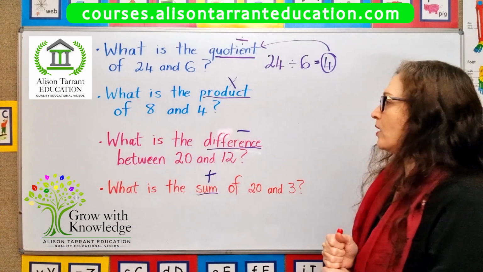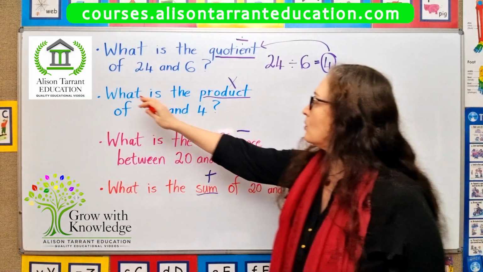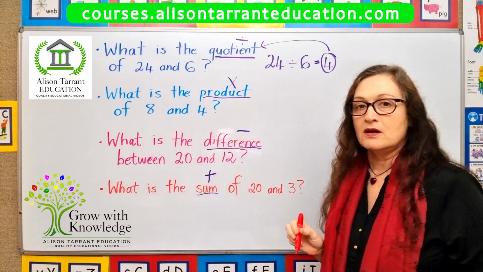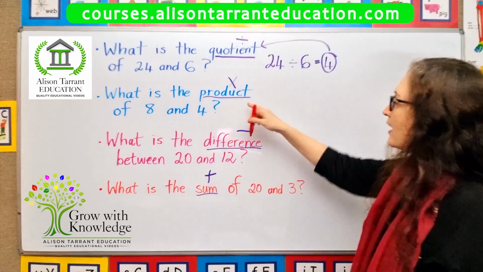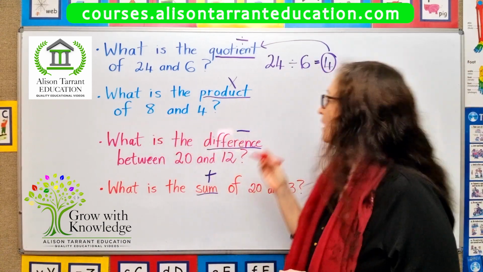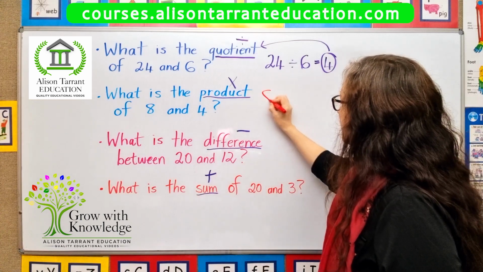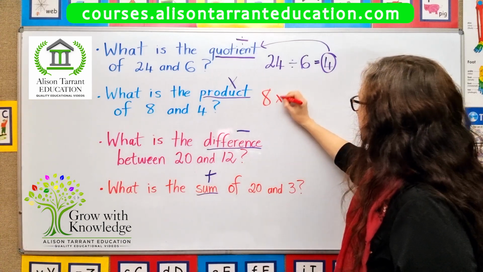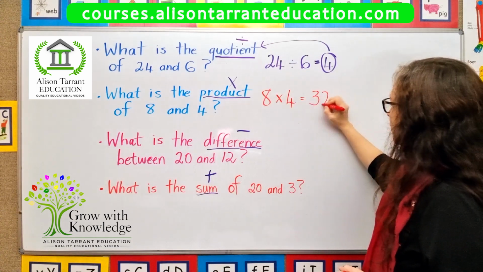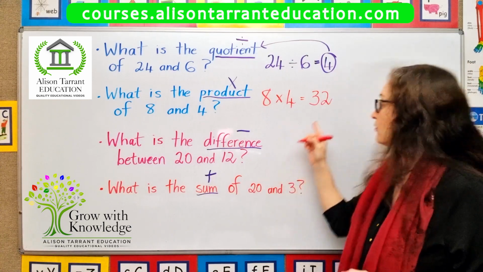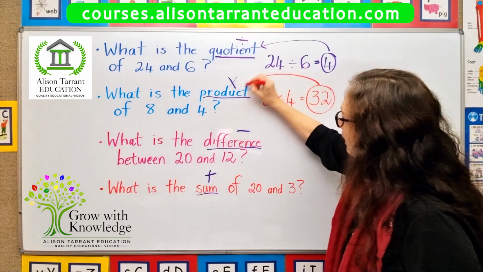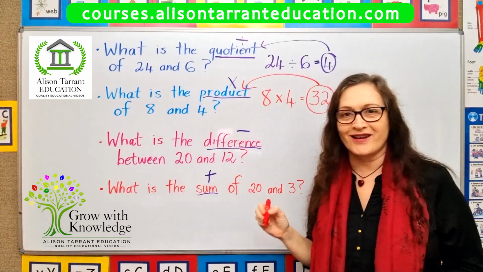Now let's look at the next one. What is the product of 8 and 4? Now remember what product is. Product is the answer that you get when you multiply two numbers. So let's multiply these numbers. So we have 8 multiplied by 4 is 32. So 32 is the product of 8 and 4.